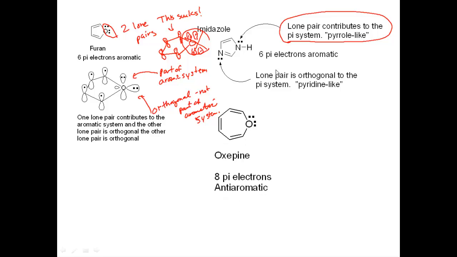Okay, let's look at another system here. This is oxepine. Oxepine is an anti-aromatic molecule. It's actually quite unstable, and you could say, why not just use all 10 pi electrons? Well, again, there's this ridiculous structure you would have to write if both of these contributed. So only one of these can contribute.